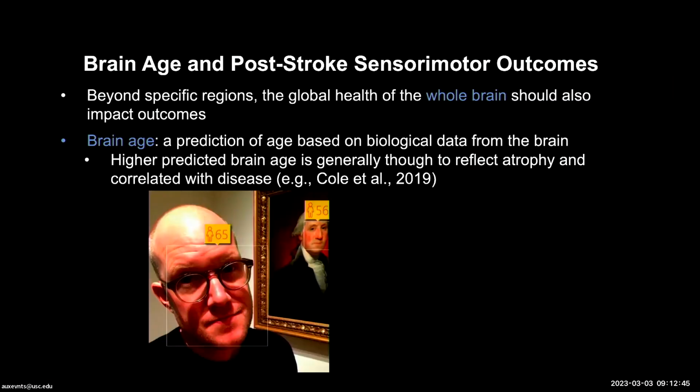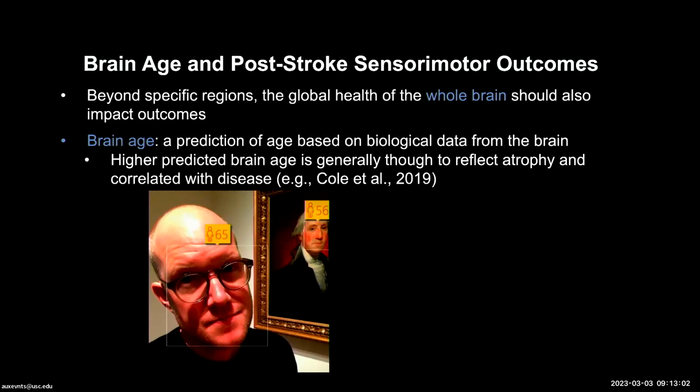So how many people have seen this app or tried this app? No, you can Google it. It's like, what is it called? Like Face Age app or something. You basically give the computer your picture and it predicts how old you are based on your facial features.